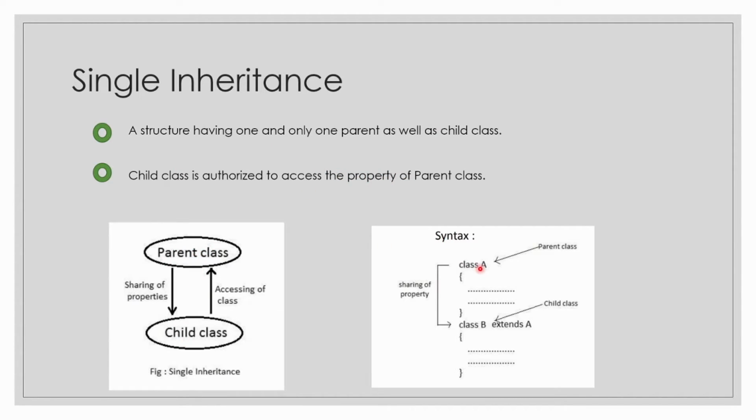So basically this will be the syntax: a super class or a parent class, and there will be a class B extends A. In these dotted lines you can have various functions and properties declared, and you can have properties also declared in class A, whose properties will be inherited by class B.